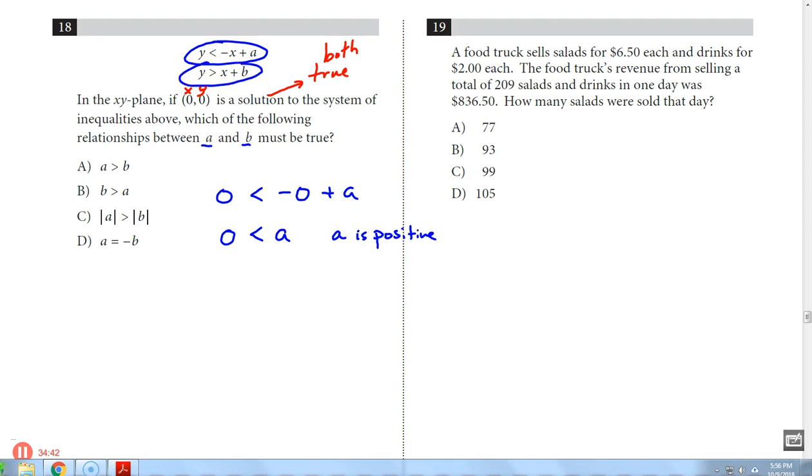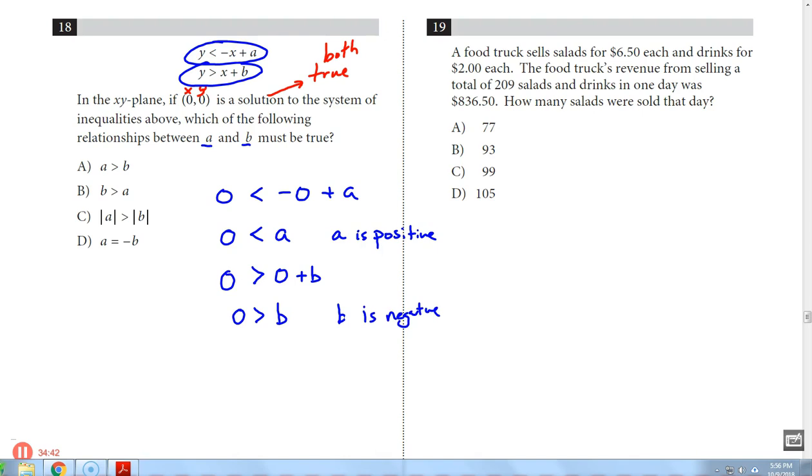Now when I plug the bottom one in and I put 0, 0 in there, 0 greater than 0 plus b, well, that just comes out to be b is less than 0. So this tells me that b, not "be" but the letter b, is negative. So I now have two facts here that I can use: a is positive and b is negative.